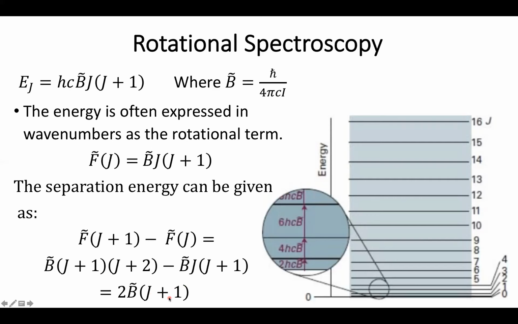So this means that if I'm excited from the ground state to the first rotational state, this will have a peak at twice the rotational constant, and then we'll see that value go up systematically as I walk through my rotational states. This is really what we're going to be looking for. Again, this will tend to show up in the microwave region.